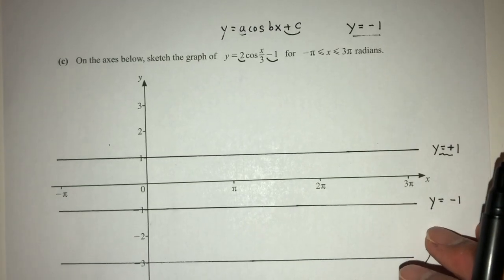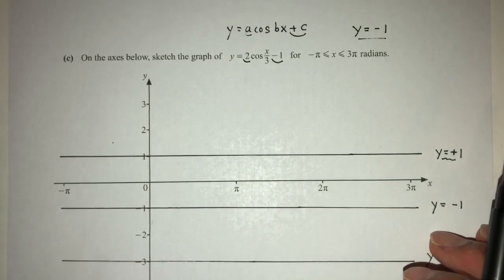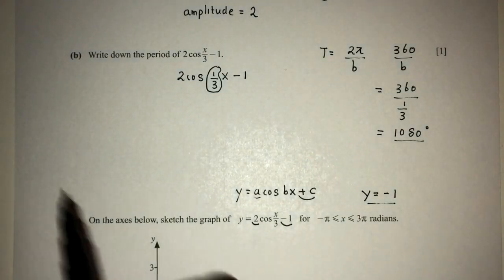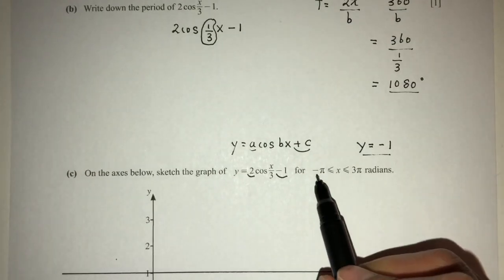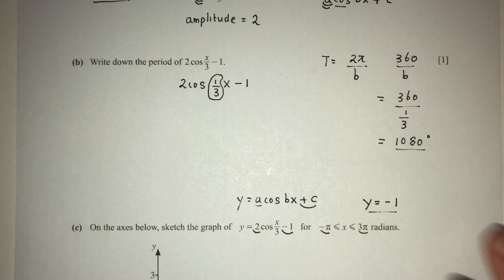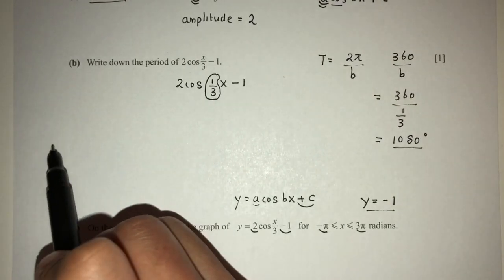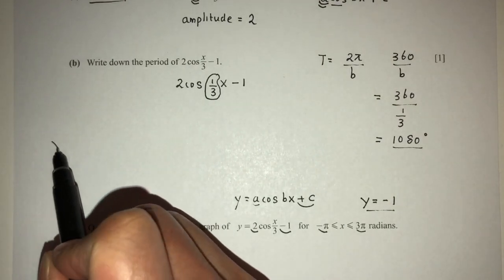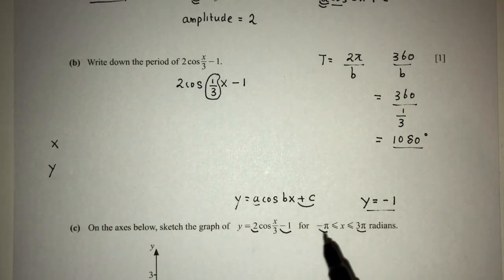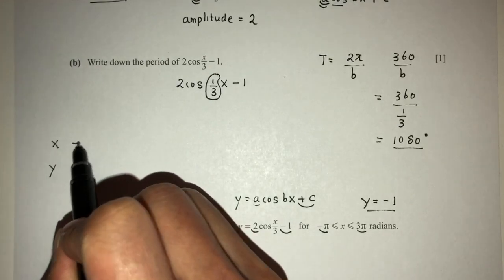Now moving forward to find the other values, I will use a table of values. So for example, let me write this here. So I need to draw from minus pi to 3 pi. So let me draw something here. So this is my x values and my y values.